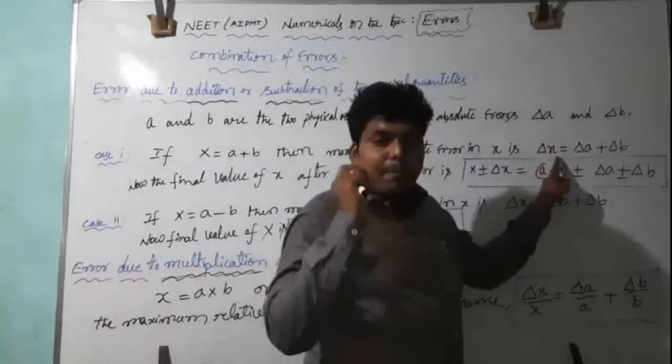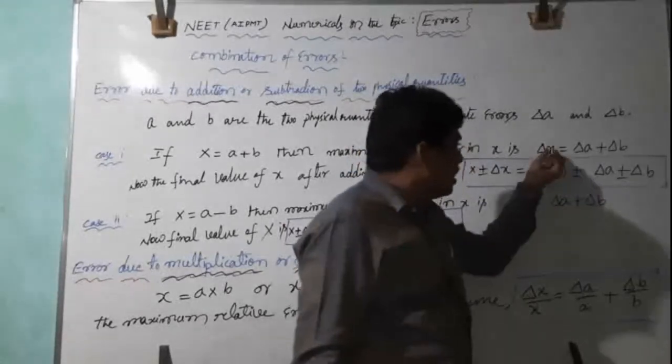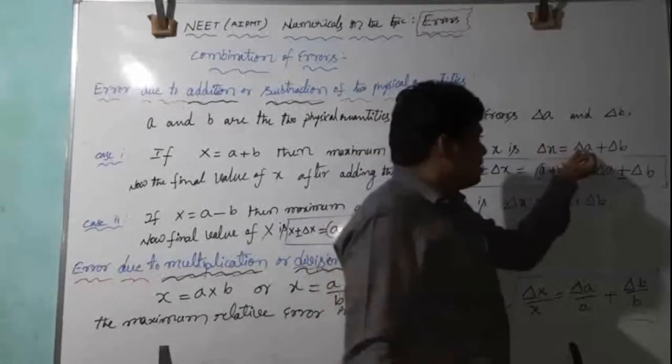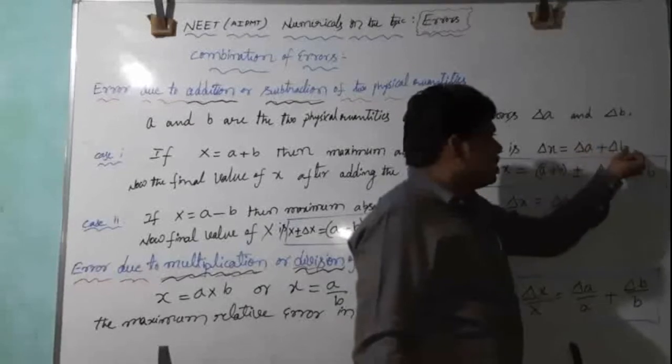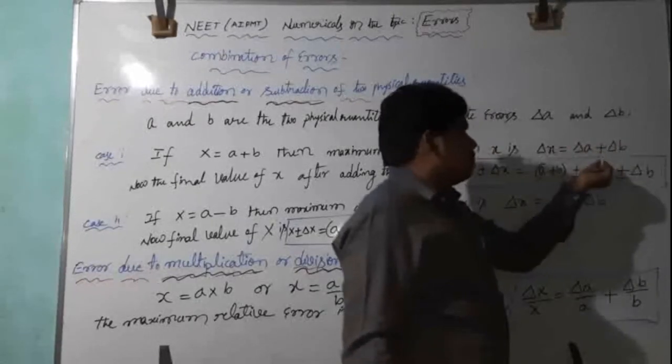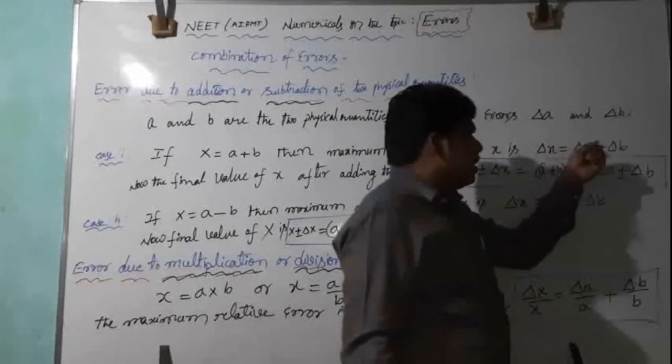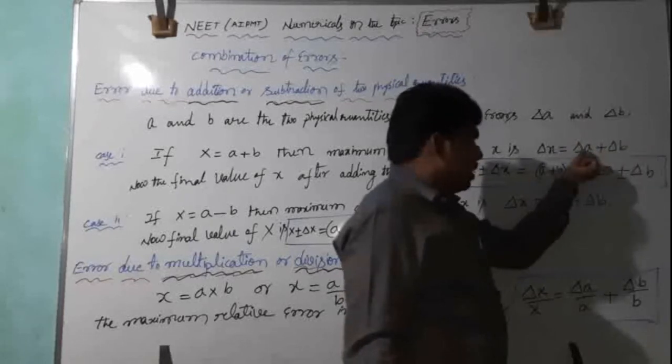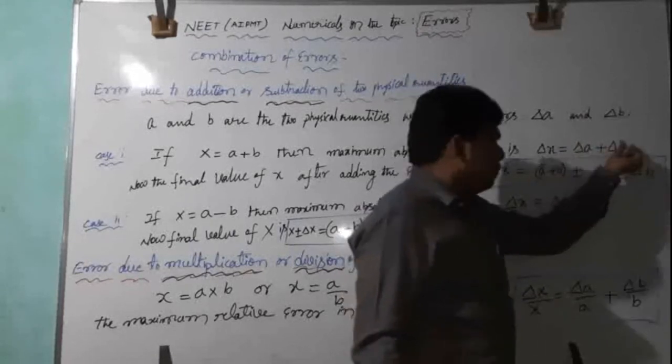The maximum possible absolute error in the x is delta x. Delta x is nothing but delta A plus delta B, the sum of the absolute errors in A and B. That is absolute error A plus absolute error B.